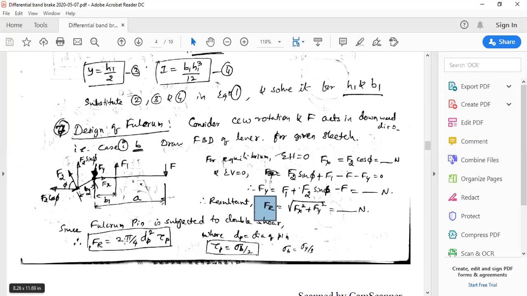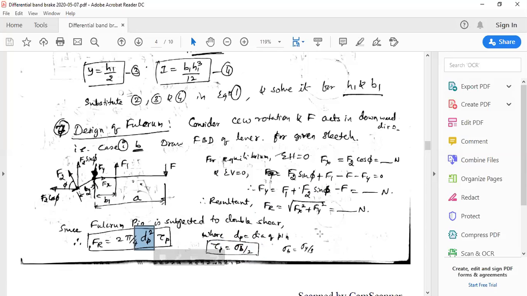Since Fr is given by 2 into pi by 4 dp square, this is the area multiplied by 2, and tau p is the shear stress induced in the pin. If the pin material is given, that is well and good. Otherwise, assume the same material which is assumed for the brake lever, C30 steel or C40 steel. So tau p is sigma b by 2, that is half of that earlier normal stress or bending stress. Then by using these relations, you can calculate the diameter of the pin.